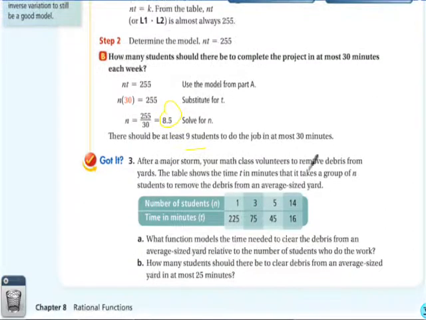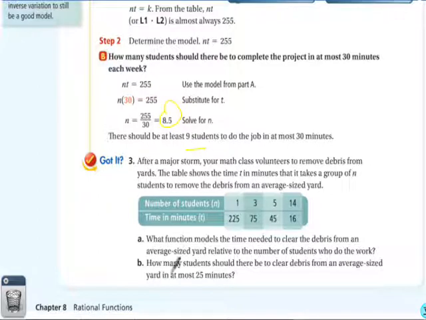Okay, go ahead and take a look at this one, and see if you can get some answers for me there. For A, I need the function, and for B, I want to know how many students I would need to clear the debris from an average size yard in about 25 minutes. Go ahead and pause the video and give me some answers there.